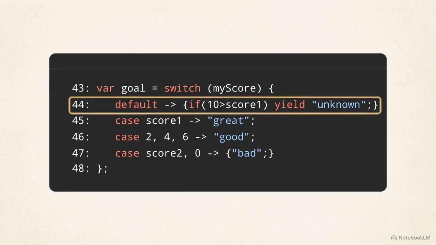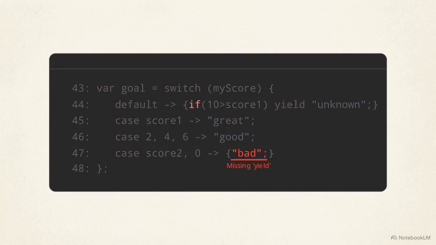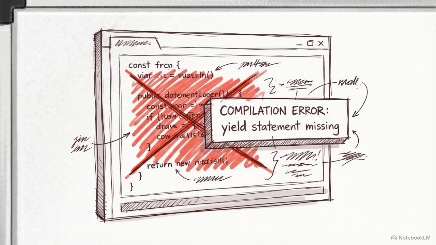On line 44, the default case has an if statement yielding unknown, but there is no yield if that condition evaluates to false. A second structural failure exists on line 47. The entire case score 2, 0 block lacks a yield statement entirely. The code does not compile. By hunting for these structural compilation blockers first, you confidently skip time-consuming logical evaluations.